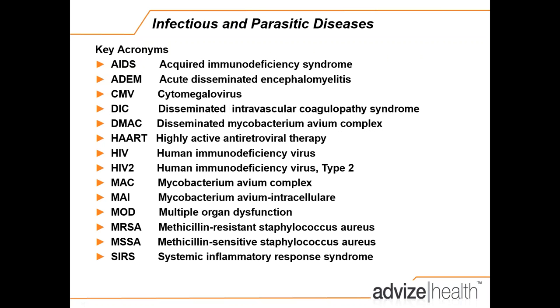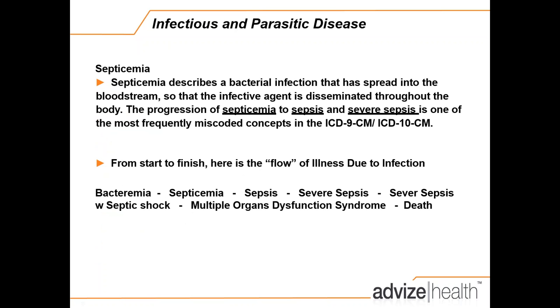Infectious and parasitic diseases. I just wanted to give you some key acronyms. This is just general, HIV. We see a lot of this, common with just whatever practice. So these are just common acronyms to keep your mind open to. Septicemia describes a bacterial infection that has spread into the bloodstream so that the infective agent is disseminated throughout the body.